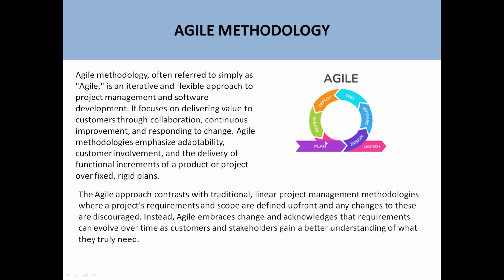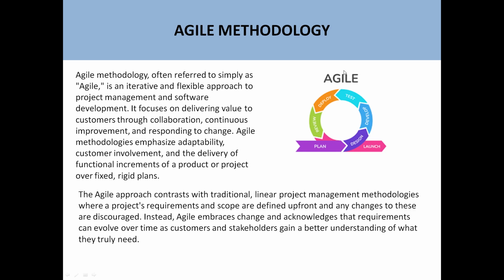Like for example, if there are 40 tasks in a project, we divide the project into, for example, 4 iterations. Each iteration has 10 tasks, so each iteration will contain the development, testing, and then deployment, and then again the next 10 tasks. So this is called the iterative approach in the agile methodology.